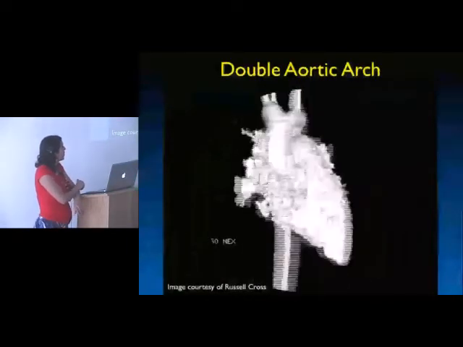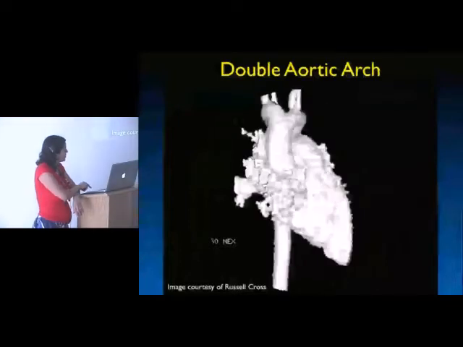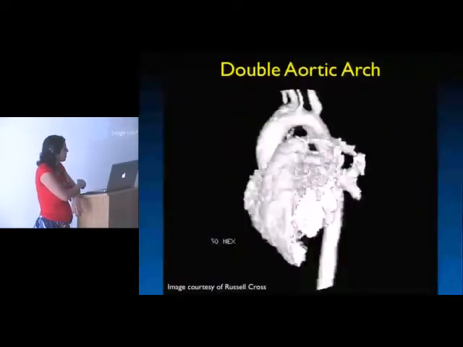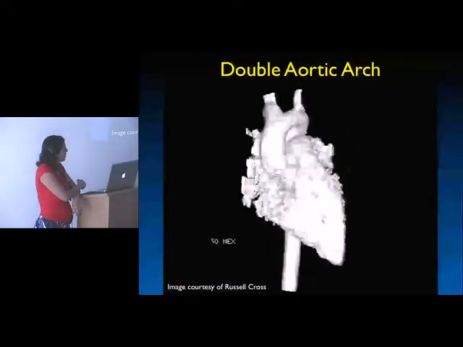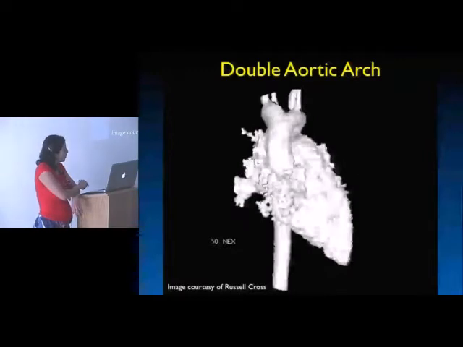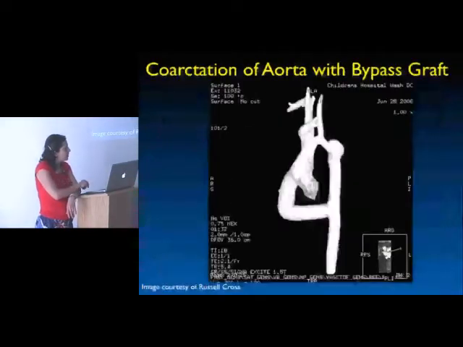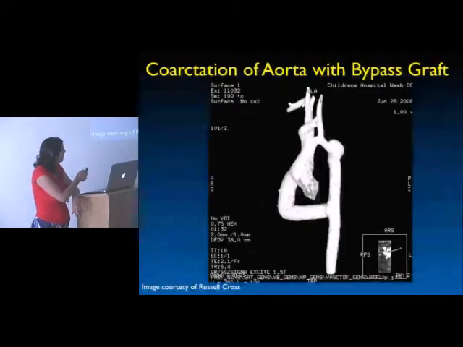Here's a double aortic arch, and as Dr. Sanders showed you guys very nicely, let me try and play that again, sorry. The right arch is the bigger arch, as is normally seen. Here's a patient that had a coarctation of the aorta with a graft. Down here you see the graft in order to bypass the aorta.